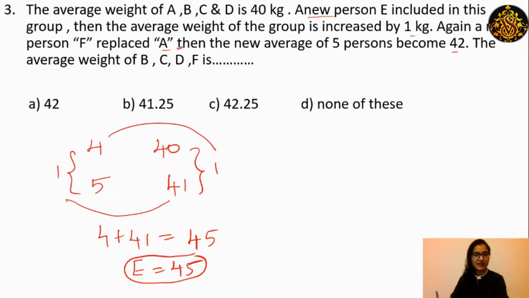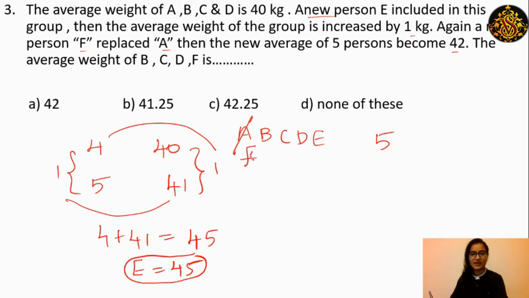And we can move on to the next step, that is again a new person F replaced A. Then the new average of 5 persons becomes 42. Now you see here we have A, B, C, D and E, and we got the values also. Now at the third step, F replaced A. So at the place of A, F is replaced. And here we have 5 persons, here also 5 persons. Only it has been replaced.